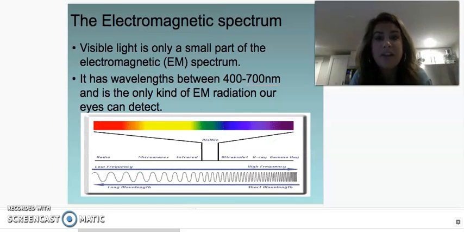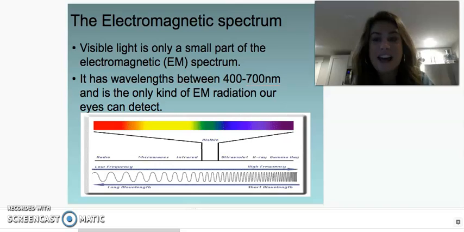Yesterday, you talked about the electromagnetic spectrum, and you should have watched my video or read through the PowerPoint. Visible light is only a small part of the electromagnetic spectrum. Remember, I talked about Roy G. Biv? That's the only part that you are actually going to be able to see with your eyes. It has a wavelength between about 400 to 700 nanometers and is the only kind of electromagnetic radiation that we can detect.